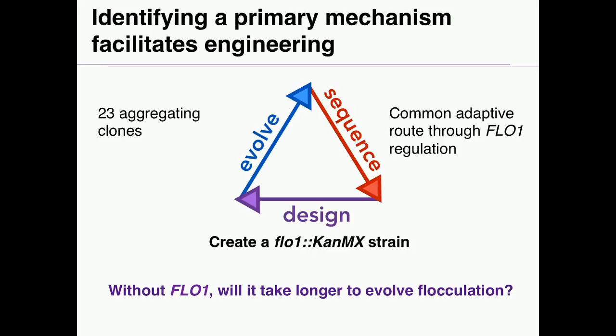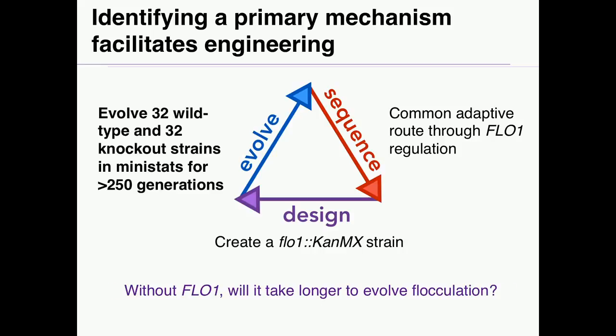And I just want to point out at this point that this could have gone very differently. All 23 of these clones could have acquired this trait in very different ways, leaving us with a difficult engineering problem. But because of the particular result we found, this common route to Flo1 regulation, that enables us to make a very intelligent engineering choice and ask if, by simply deleting this gene, it will take longer for the strains to evolve flocculation, which is exactly what we did.